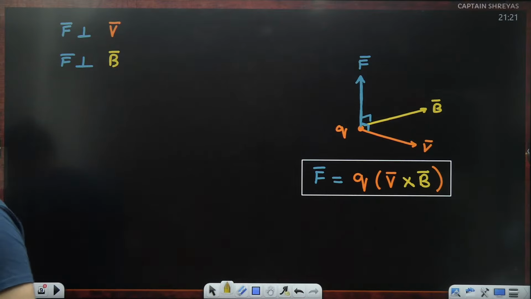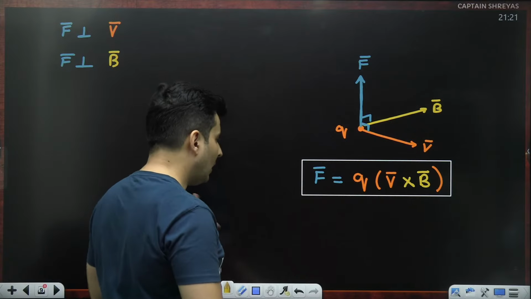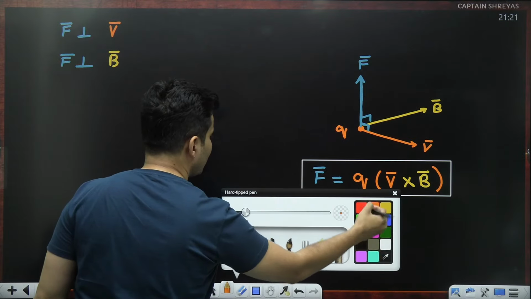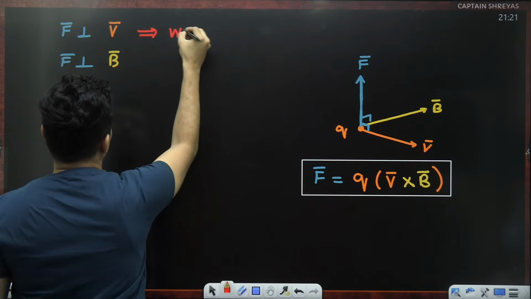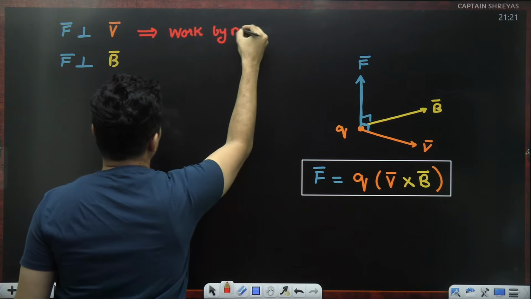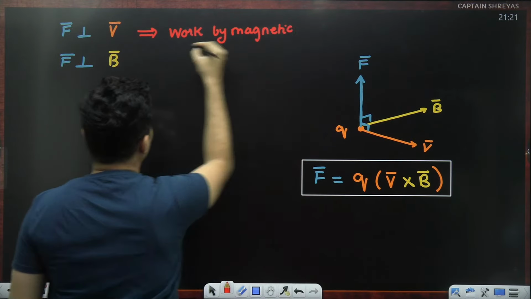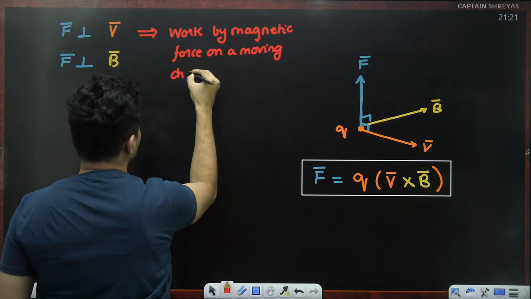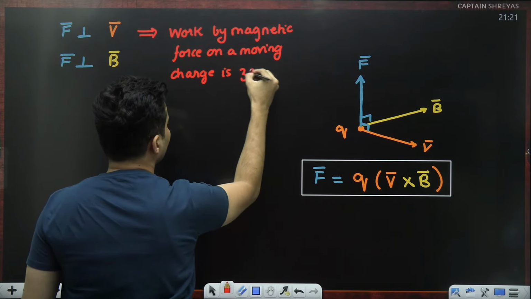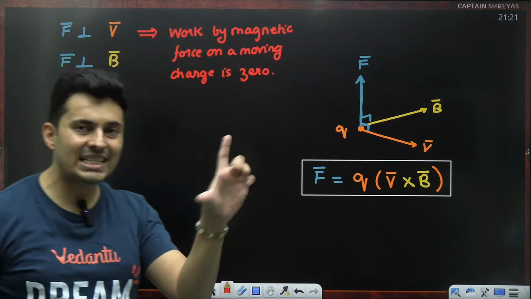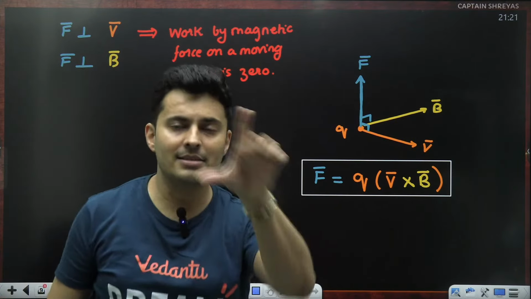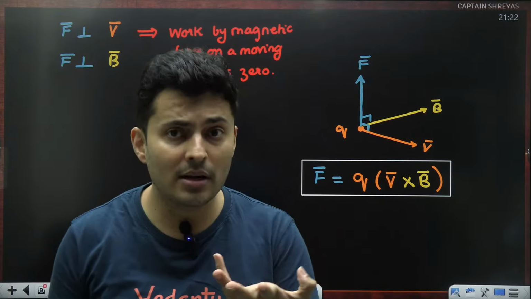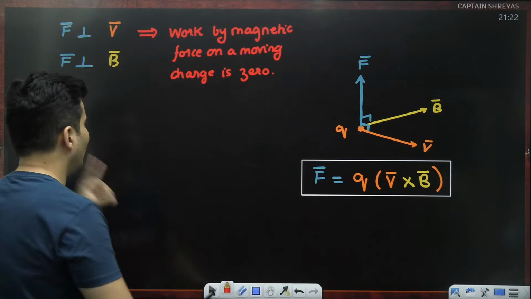Cool? Okay. Yes, looks like motional EMF formula, definitely. Now the interesting thing is, because the force is perpendicular to the velocity, there is a very interesting thing which is happening. The work done by the magnetic force on a moving charge is basically zero. Force is perpendicular to the instantaneous displacement at every single instant, which means it can't do work. And what does the work energy theorem say? If you can't do work, you can't change its kinetic energy, which means you can't change the speed.